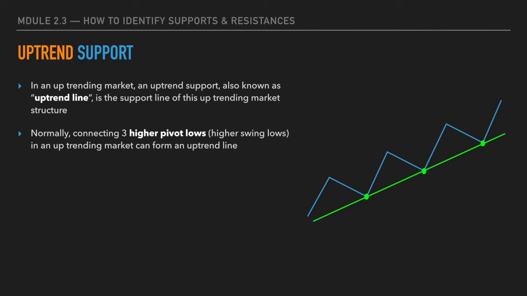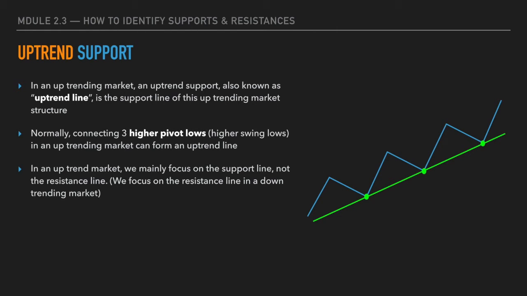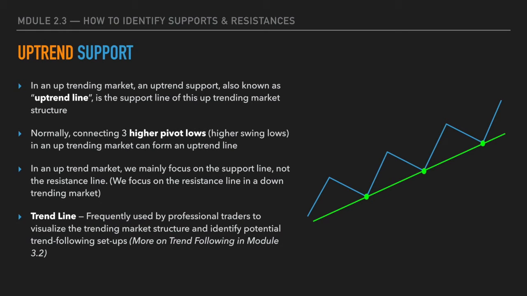Normally, by connecting three higher swing lows in an uptrending market, you can form an uptrend line. If the market is in an uptrend, we mainly focus on the support line, not the resistance line. You probably heard about the trend line before. In terms of definition and function, a trend line is a special type of support or resistance line that works in a special type of market environment, the trending market.